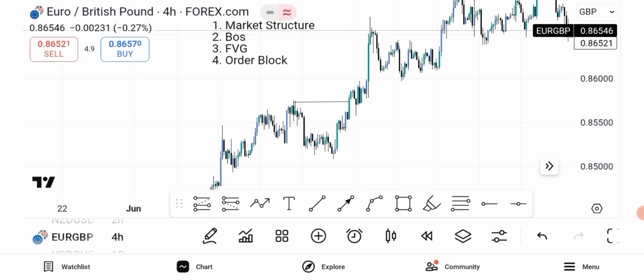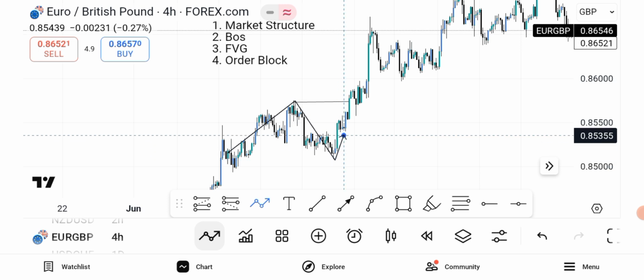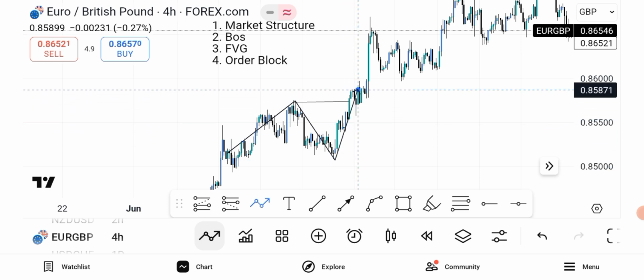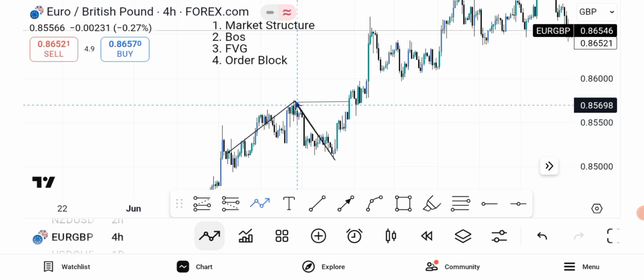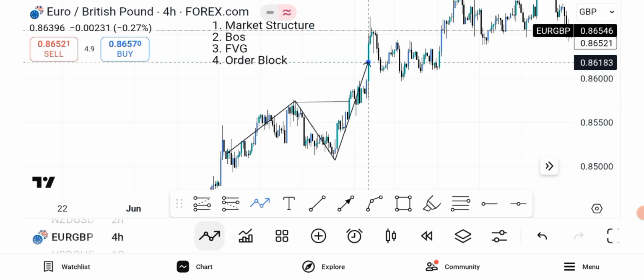We broke a structure to the upside, which means that the market created this high. After creating this high, it went down. After going down like that, it continued to go up, breaking this previous high. Hence, we say it's a break of structure. It broke this high, and then we call it a break of structure. If you want, you can say it broke a previous high. In this case, it broke a previous structure to form yet another structure.